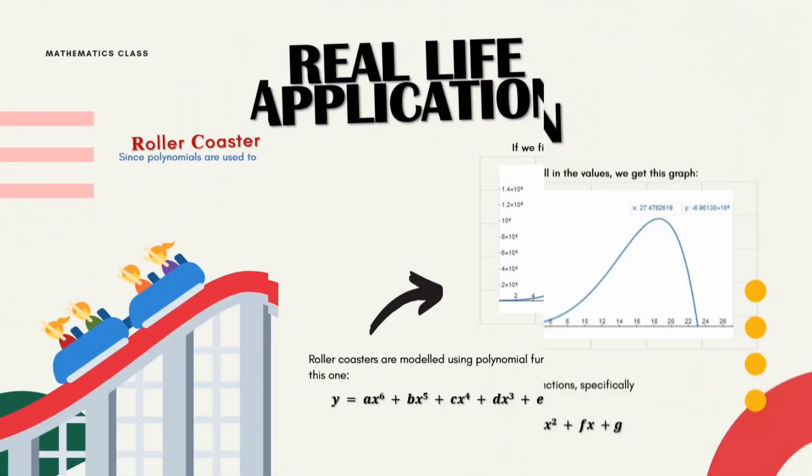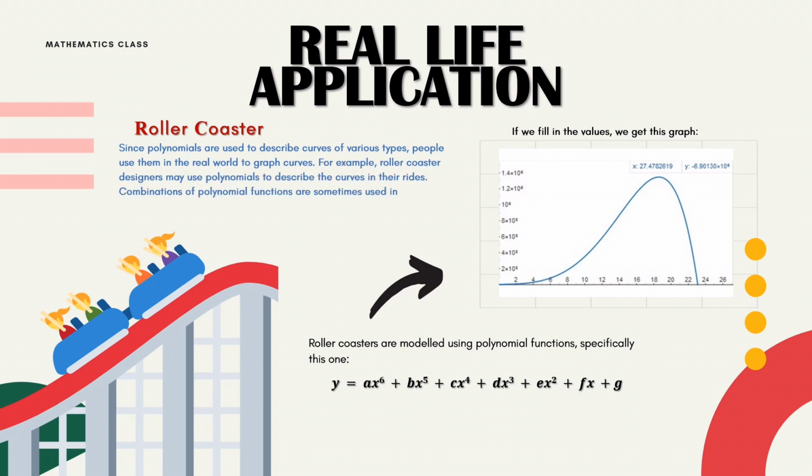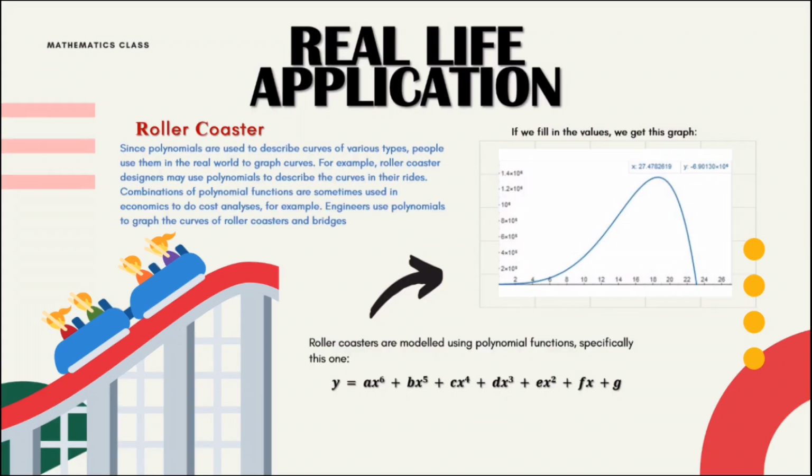Next, since polynomials are used to describe curves of various types, people use them in the real world to graph curves. For example, roller coaster designers may use polynomials to describe the curves in their rides. Combinations of polynomial functions are sometimes used in economics to do cost analysis. For example, engineers use polynomials to graph the curves of roller coasters and bridges.